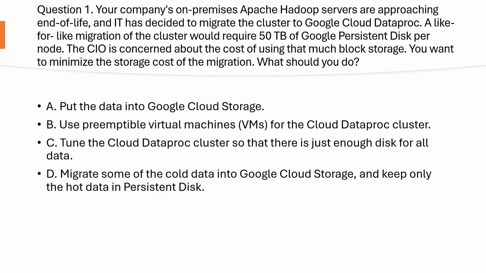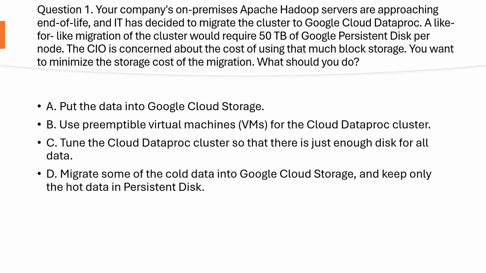Question 1. Your company's on-premises Apache Hadoop servers are approaching end of life, and IT has decided to migrate the cluster to Google Cloud Dataproc. A like-for-like migration of the cluster would require 50 TB of Google persistent disk per node. The CIO is concerned about the cost of using that much block storage. You want to minimize the storage cost of the migration. What should you do?